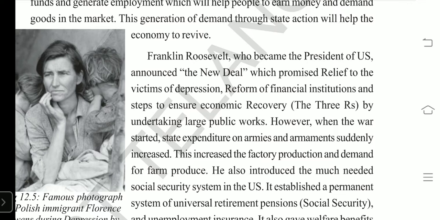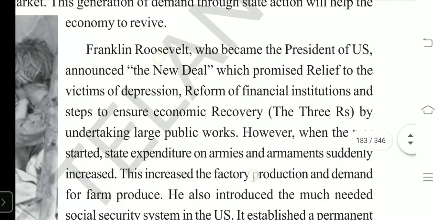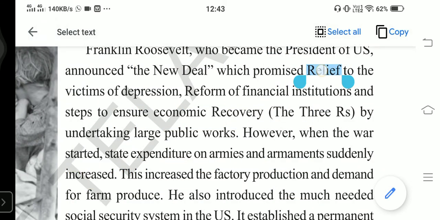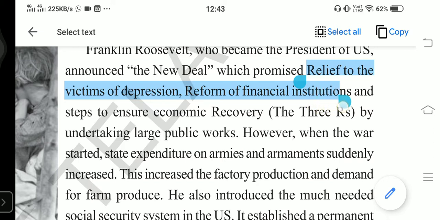It consisted of 3 R's. What are those 3 R's? You'll get a question in the examination. What are the 3 R's? They are relief of victims, that is relief to the victims of depression, then reform of financial institutions, the second R, and third is economic recovery, right? These are the 3 R's.